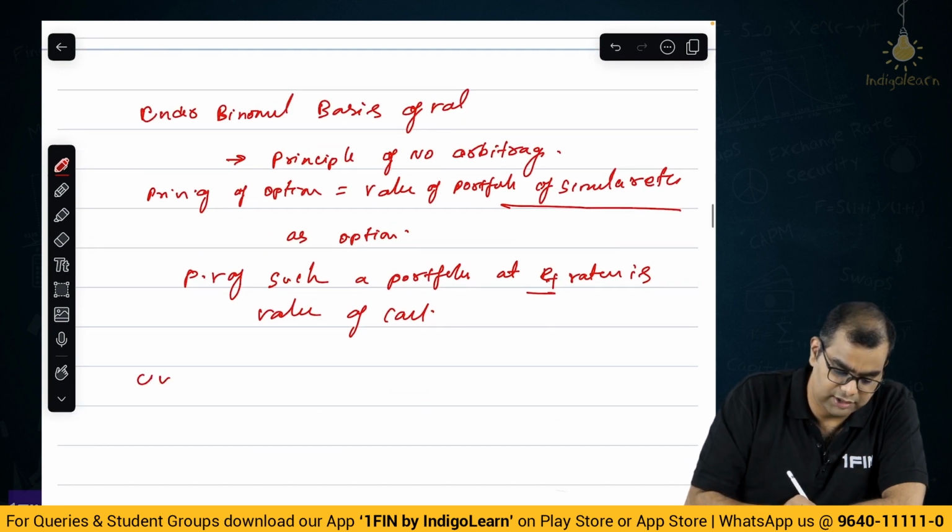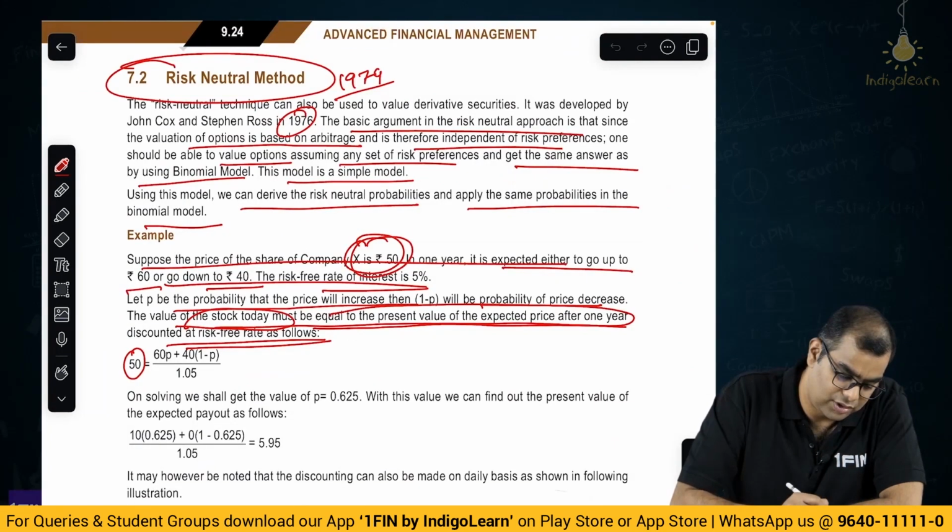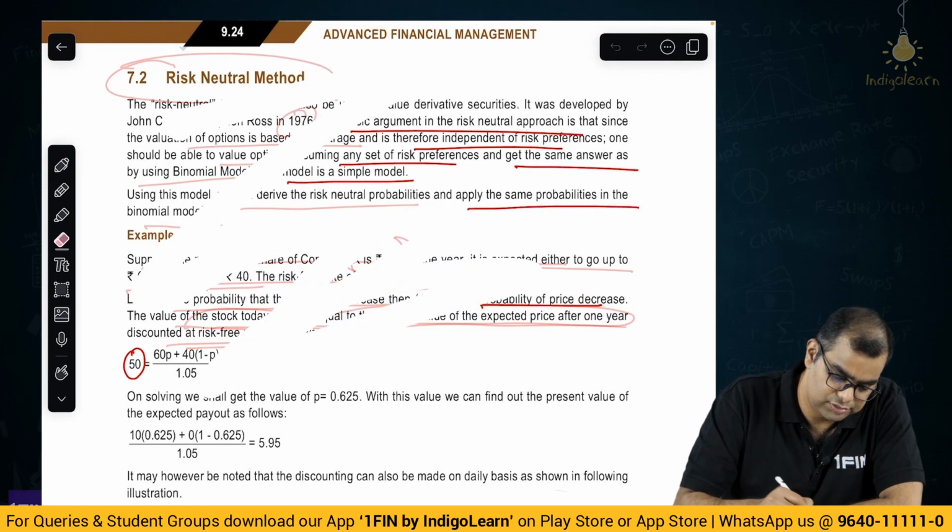Now, under risk neutral, what is the basis? Okay, I will clean this up and I will again show it to you.